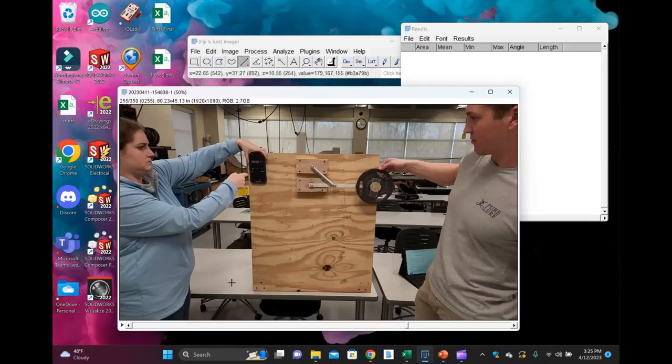So this is the online computer program Fiji, which is what we used to help us find the velocity of our weight as it reaches 90 degrees. So I'm going to give a brief demo on what we did to find that.